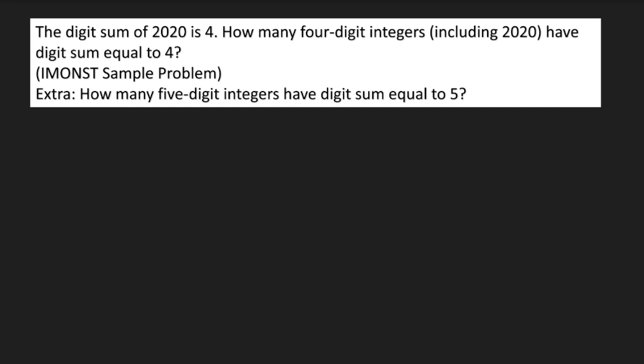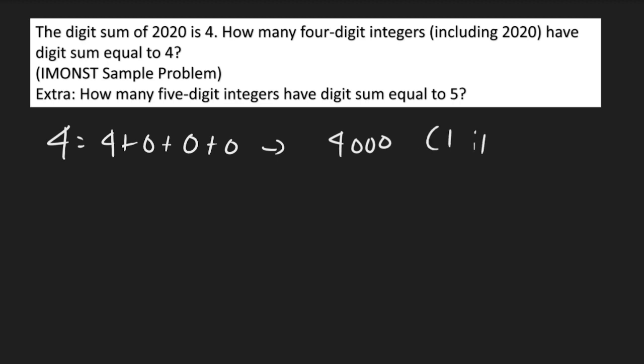So let us focus on the 4 digits first. So first, let us see. We have 4 equals 4 plus 0 plus 0 plus 0. In this case, we know that only one 4-digit integer can be made with these 4 digits, which is 4000. One integer. So we put 1. We also know that it can be expressed as 3 plus 1 plus 0 plus 0.